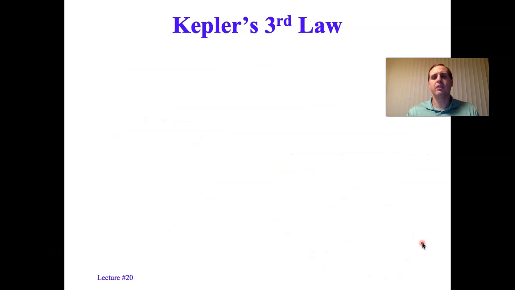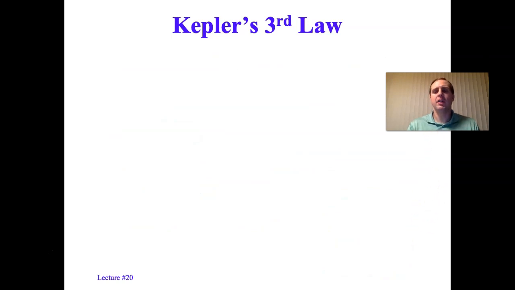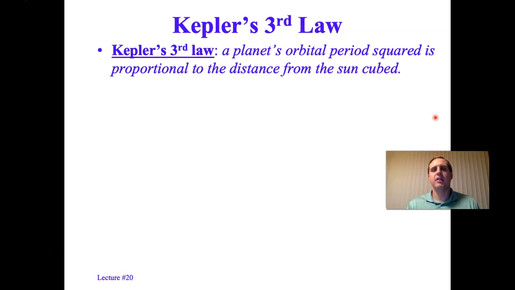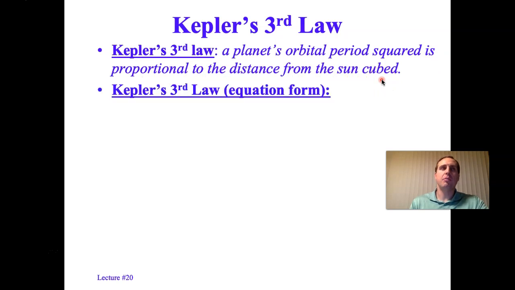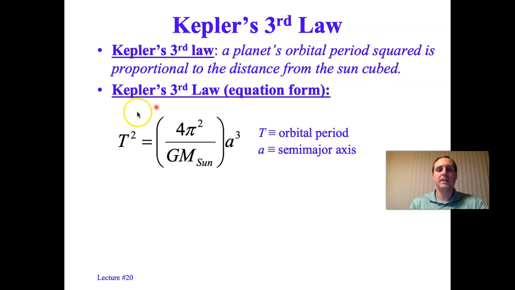What is Kepler's third law? Now, Kepler's third law is an interesting one, and it tells us how orbits are related to one another. And that is, a planet's orbital period squared is proportional to the distance from the Sun cubed. Now, it's proportional through various geometric constants, including pi, so that Kepler's third law, in its equation form, is given by this. The period squared is proportional to the distance from the Sun cubed.